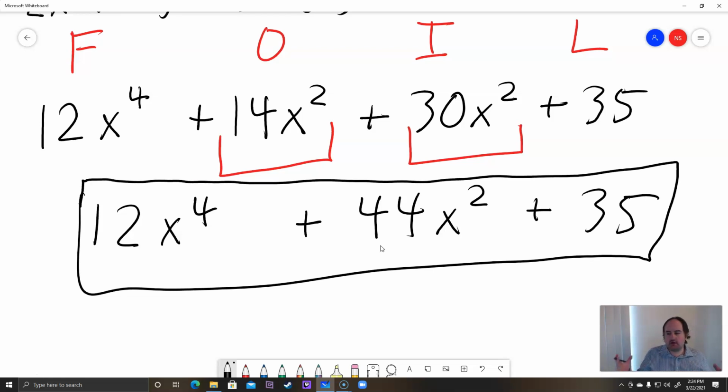And get used to combining the outer and the inner, but not having to combine the first and the last, because that's how it works out 99% of the time. Okay? So that was a harder FOIL problem. Now I wanted to show you one that has a square, and I also wanted to show you one that has a minus. So I think I'm going to take care of both of those in the same problem. So let's take a look at this next one.